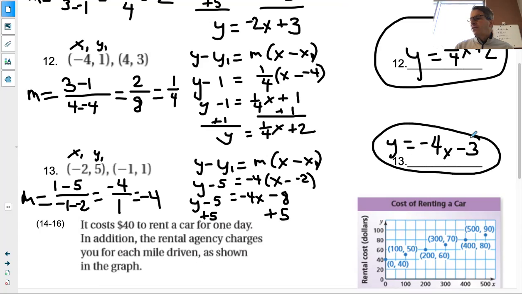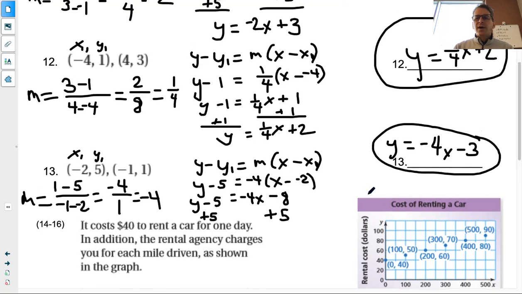So those 3 questions took a little longer, 11, 12, and 13, writing the equation in slope-intercept form given 2 points. So it's fairly simple. You've got to find that slope first and then use your point-slope form to get it started and then convert it to slope-intercept. All right, word problem for number 14, 15, and 16.